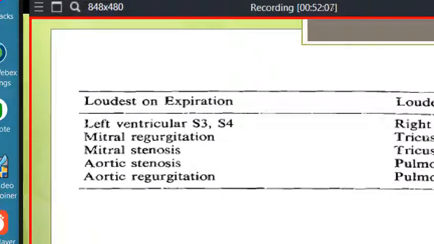Whereas on the right-hand side, you have the right ventricular third and fourth heart sounds increasing on inspiration. The tricuspid regurgitation murmurs increase on inspiration. The tricuspid stenosis, pulmonic stenosis, and pulmonary regurgitation murmurs are also increased on inspiration.